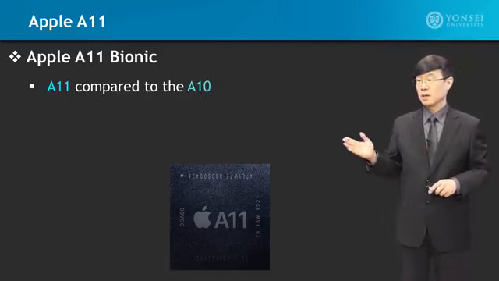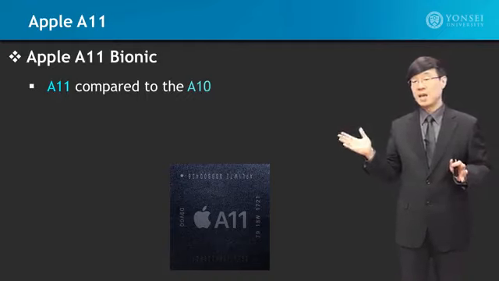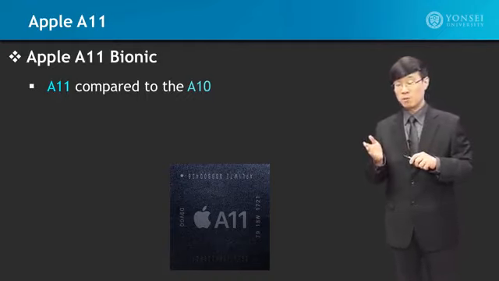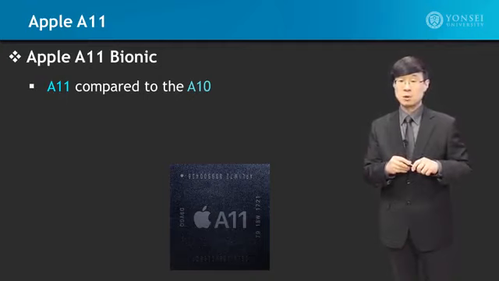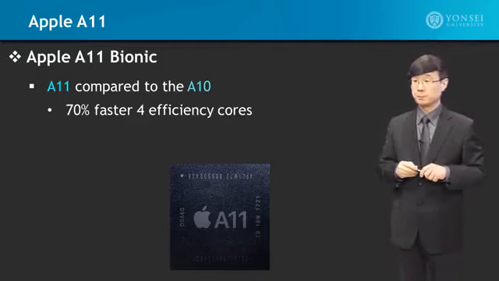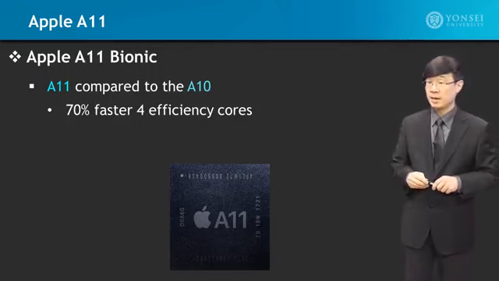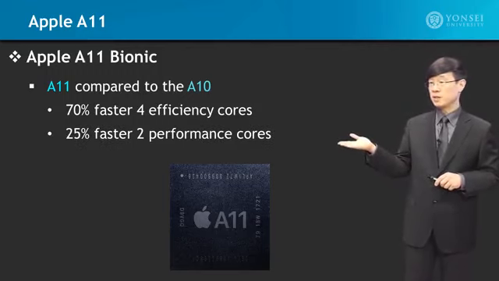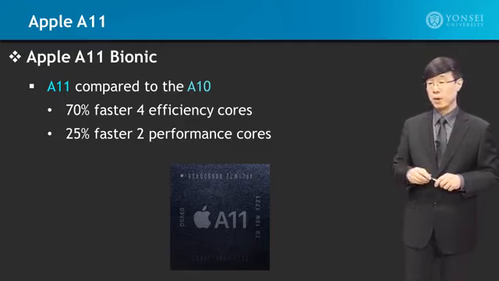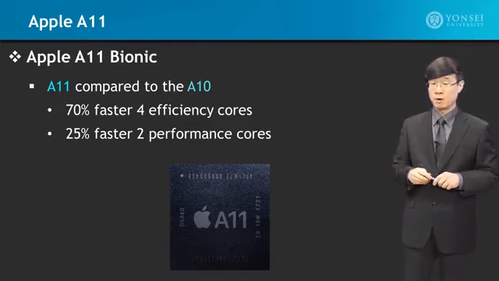Here, I'm going to compare the A11 to the A10. What is the A10? If you purchased a smartphone in 2016 or 2015, then most likely the A10 would be used inside. It has 70% faster 4 efficiency cores in the A11 compared to the A10, and it has 25% faster 2 performance cores as well. So therefore, these are the advantages that the A11 provides compared to the A10, its former version.